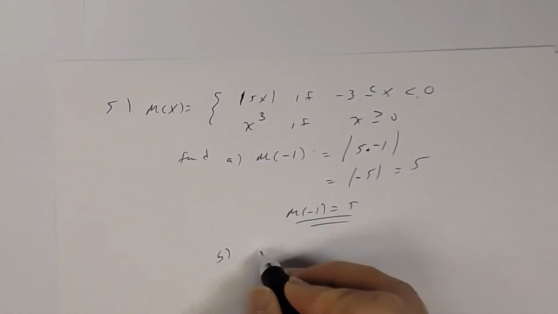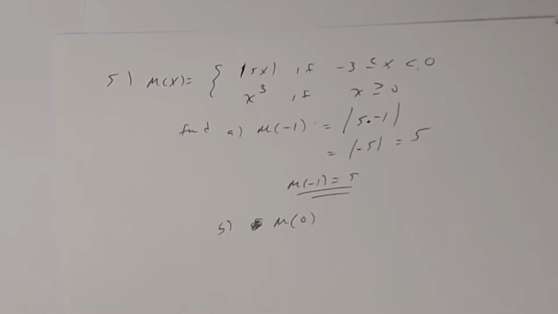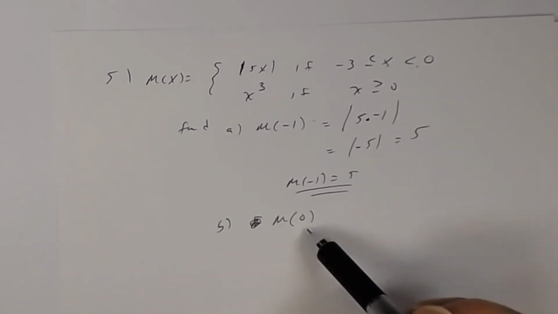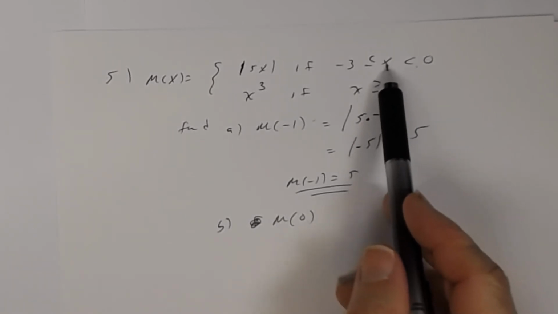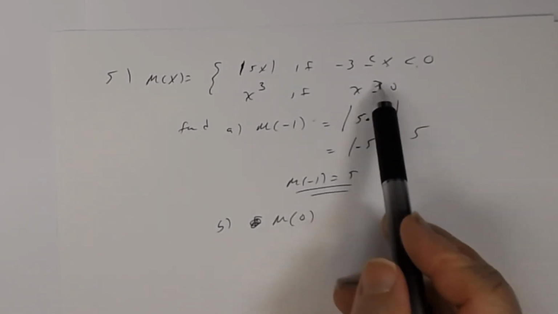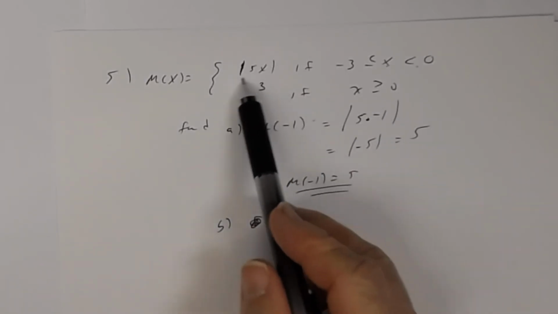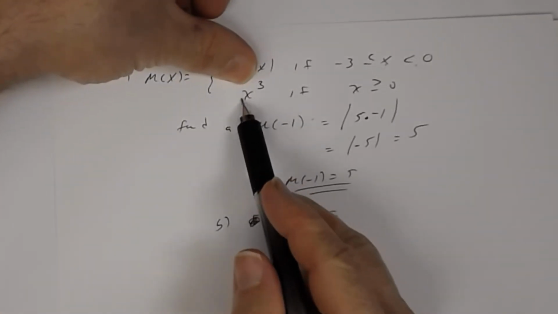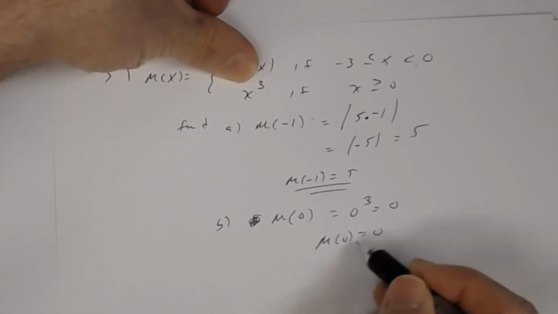Okay, B, suppose you want to find m of 0. All right, so you have to make sure you're using the right one. Remember x is 0. So if x is 0, is 0 less than 0 or 0 greater than or equal to 0? Well, 0 is greater than or equal to 0 because of the equal sign. So you have to use this one. So this becomes 0 cubed, which is 0. So m of 0 equals 0.